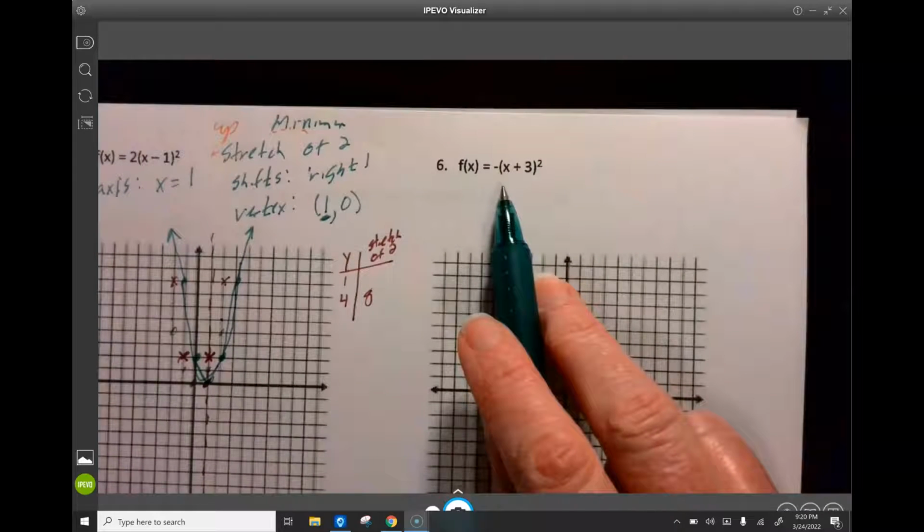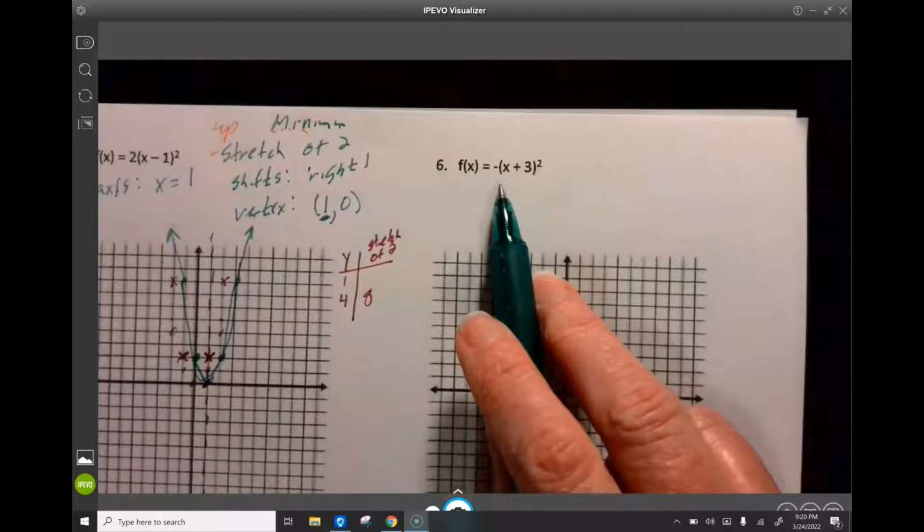Does it open up or down? Write it down. Is there a stretch or a shrink? Write it down. What are my shifts? If I know my shifts, I can write my vertex. I'm going to give you a couple seconds to do that. Hey, and write down the axis of symmetry too.